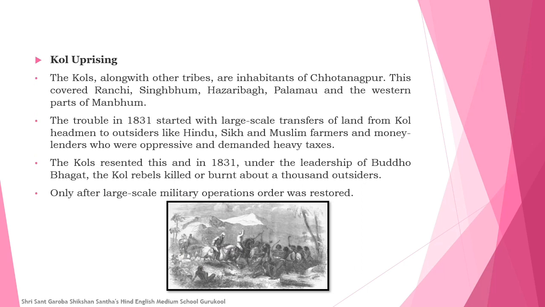Kol Uprising. The Kols, along with other tribes, are inhabitants of Chota Nagpur. This covered Ranchi, Singhbhum, Hazaribagh, Palamau and the western parts of Manbhum. The trouble in 1831 started with large-scale transfers of land from Kol headmen to outsiders like Hindu, Sikh and Muslim farmers and moneylenders who were oppressive and demanded heavy taxes. The Kols resented this, and in 1831, under the leadership of Buddho Bhagat, the Kol rebels killed or burnt about 1,000 outsiders. Only after large-scale military operations was order restored.